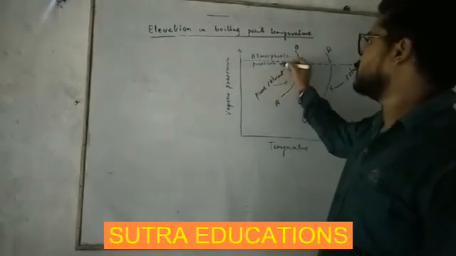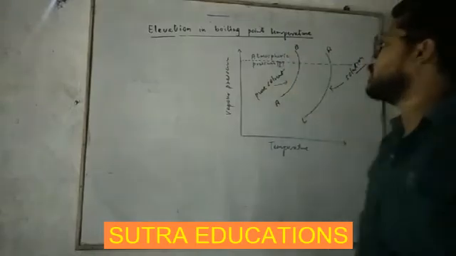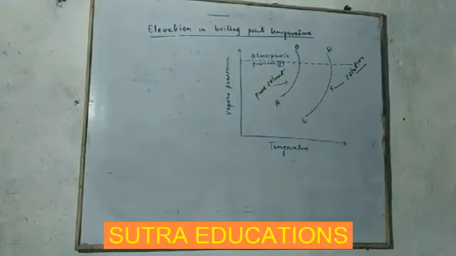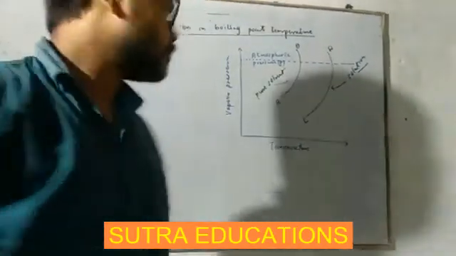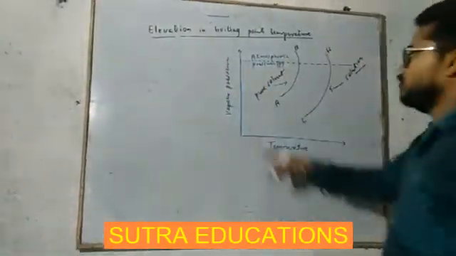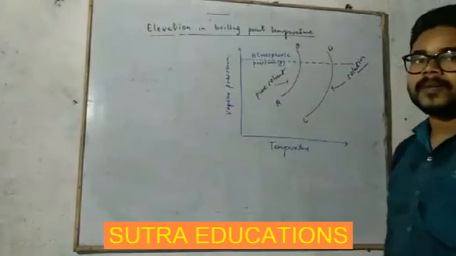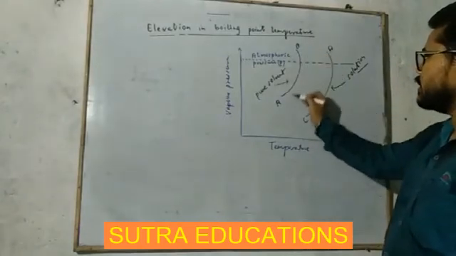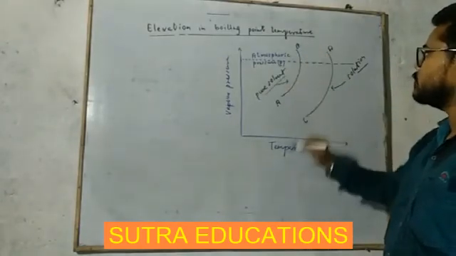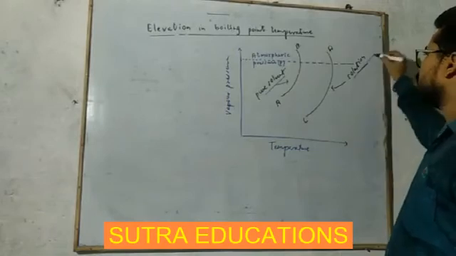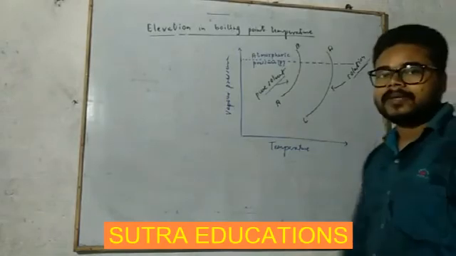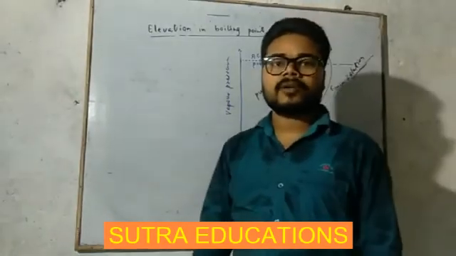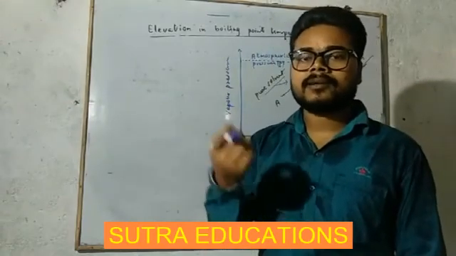And say this to be P, atmospheric pressure P. Okay. Getting this now? Vapor pressure versus temperature. This curve is showing pure solvent. This curve is showing solution. We have discussed in case of pure solvent, boiling point temperature is low.